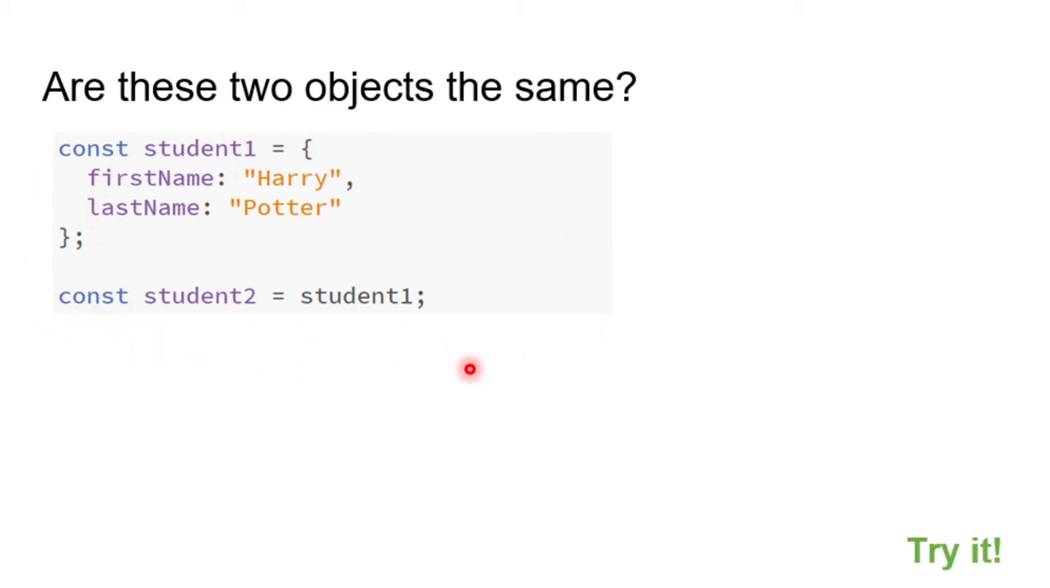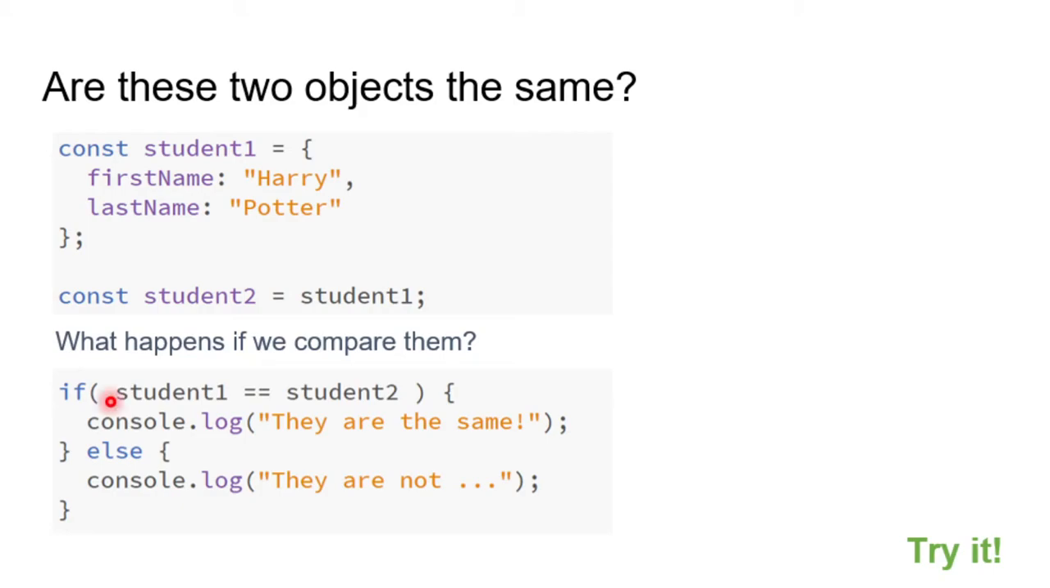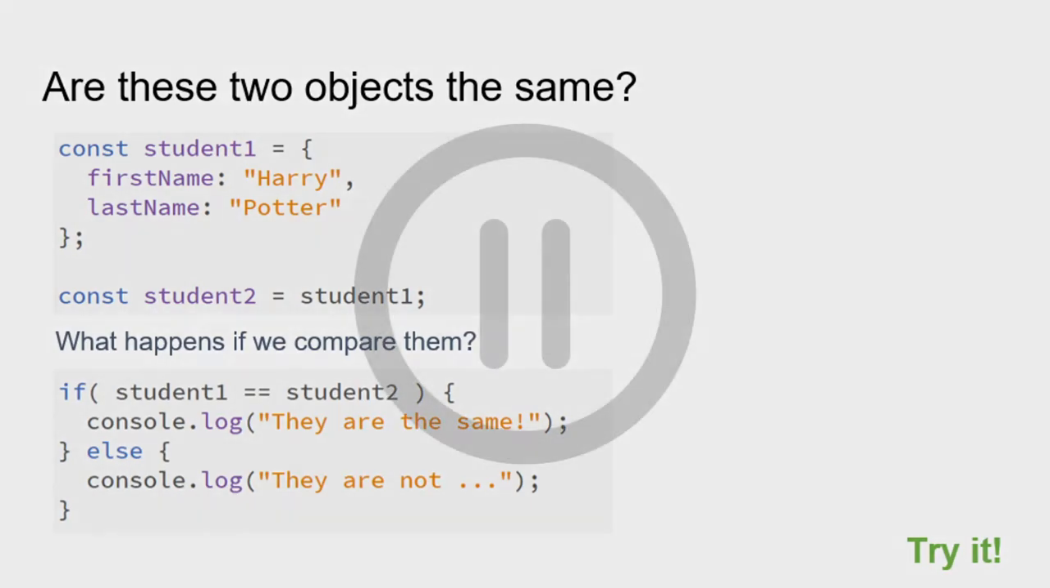Let's just create a new JavaScript and HTML file. Let's call it compare, where you have student1 and student2. Student1 is an object, first name Harry, last name Potter. Student2 is a variable that is equal to student1. And then I ask you, what happens if we compare these objects? If we compare them like this, if student1 equals student2, will it console log they are the same, or console log that they are not? Try this code and then come back once you have.